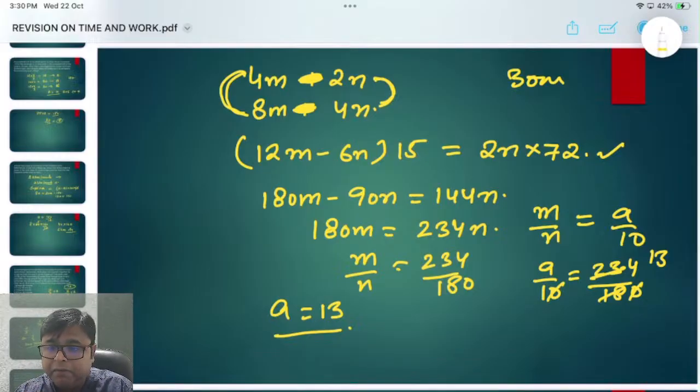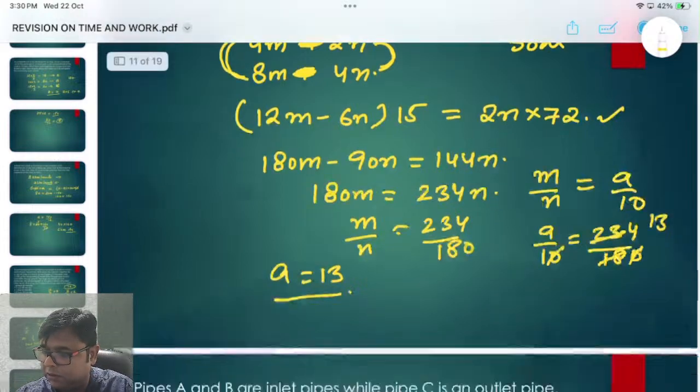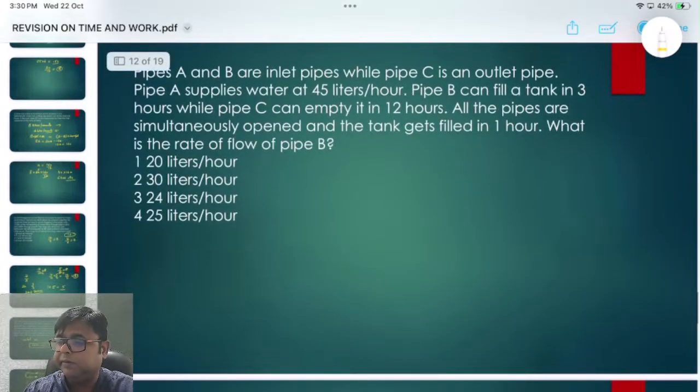All these problems, if you equate the capacity and work with efficiency, that is a very convenient way of doing these problems, right? Let's move on to the next one. Similar.